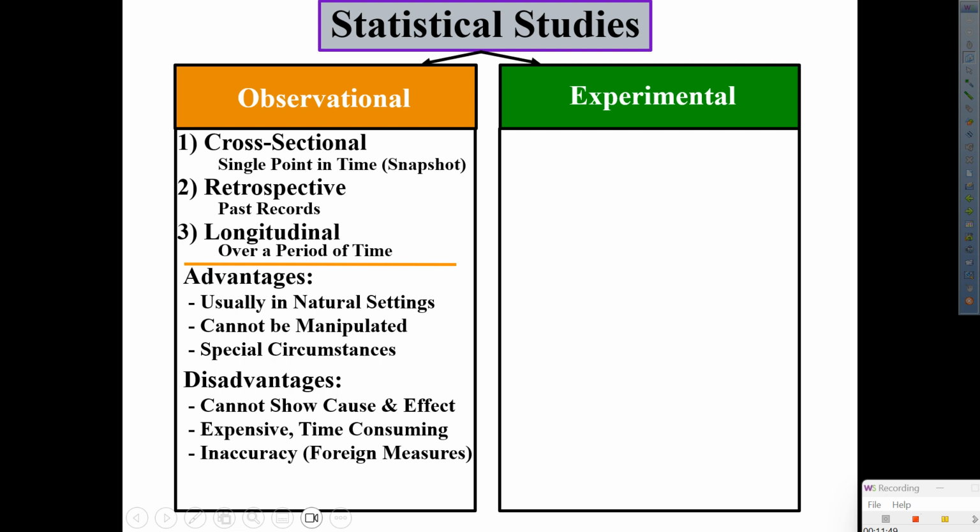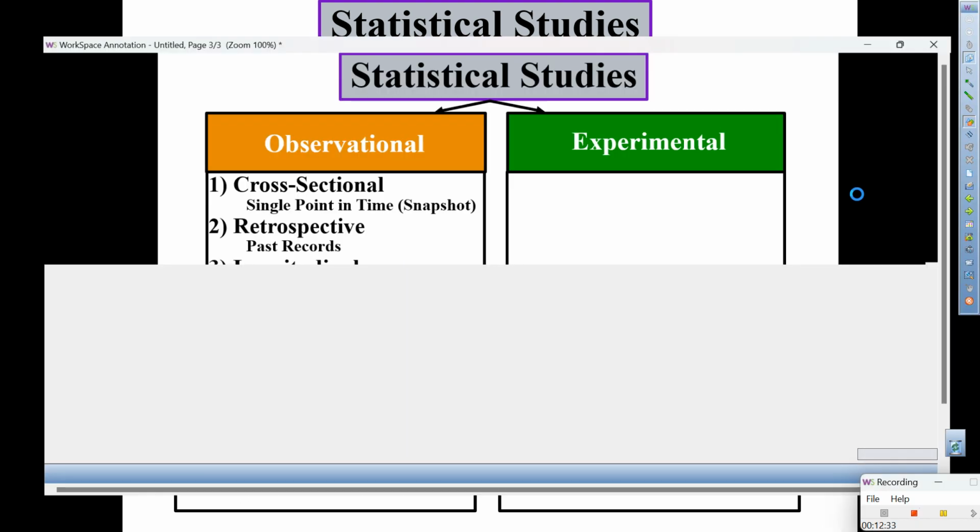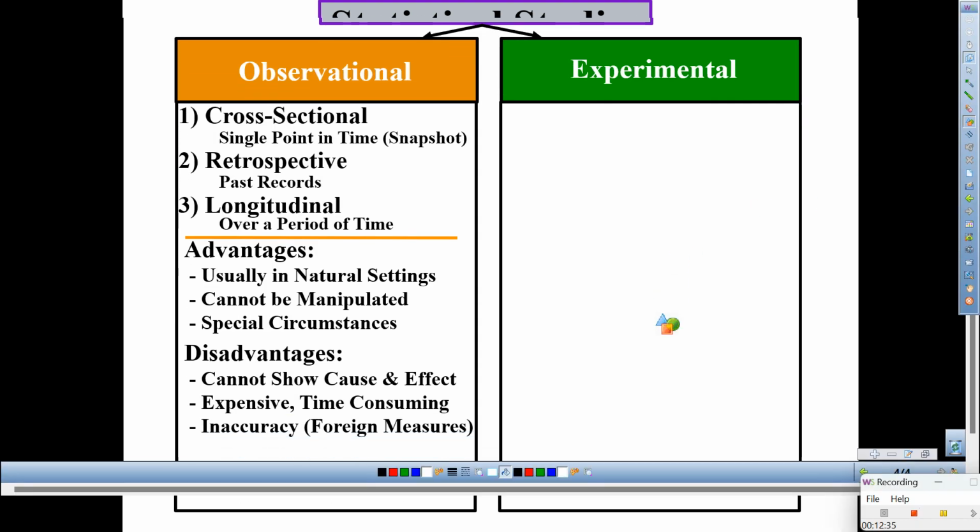All right? So, right now, we started with what? Observational. There's 3 different studies. I see some of you still taking notes. I'll give you a little bit more time. So I think we got it, yes? All right.